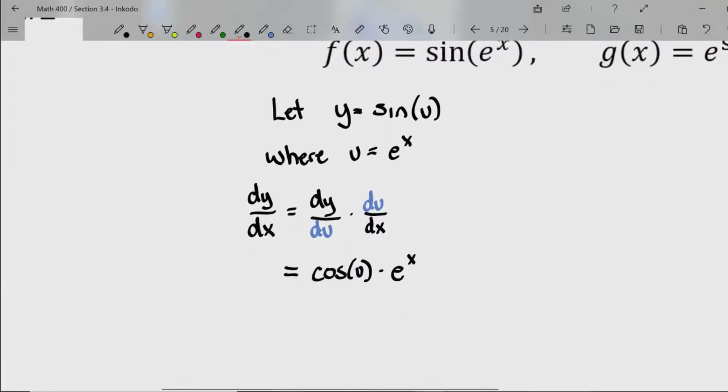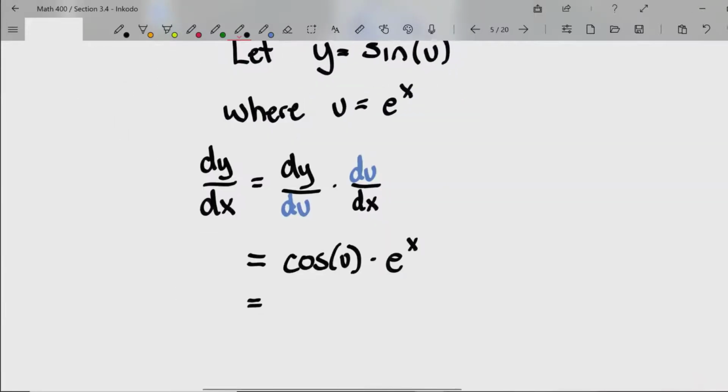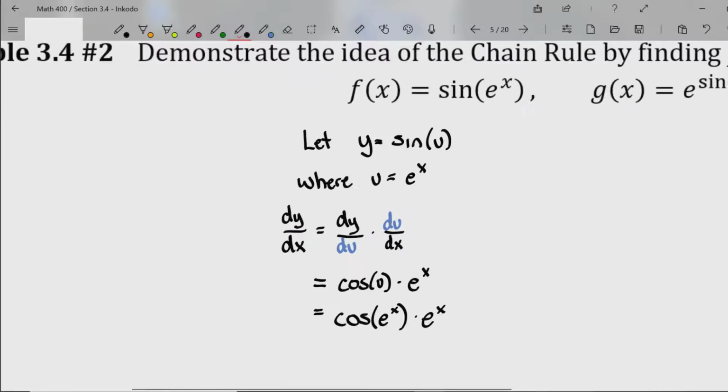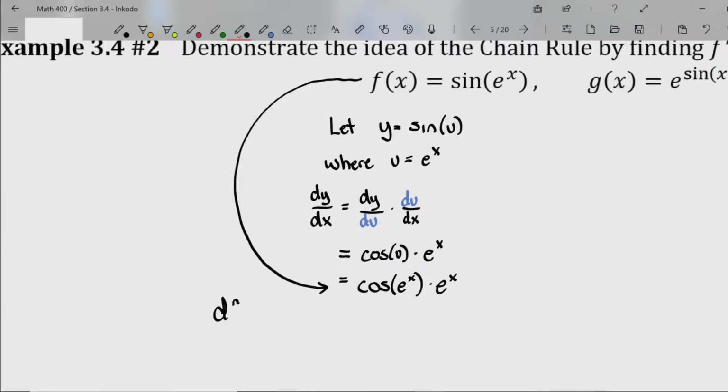However, this is a mixture of variables, and you're not allowed to have a mixture of variables right now in calculus because you're in single variable calculus. So you have to replace that u with what u was originally defined to be. So this is going to be cosine of e raised to the x power times e to the x. That is the derivative of this function with respect to x. So df dx, which I called y, is cosine of e to the x times e to the x.